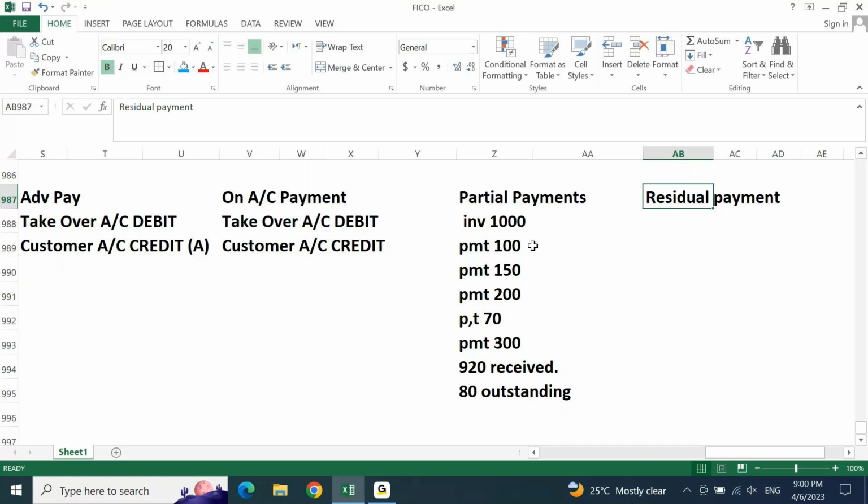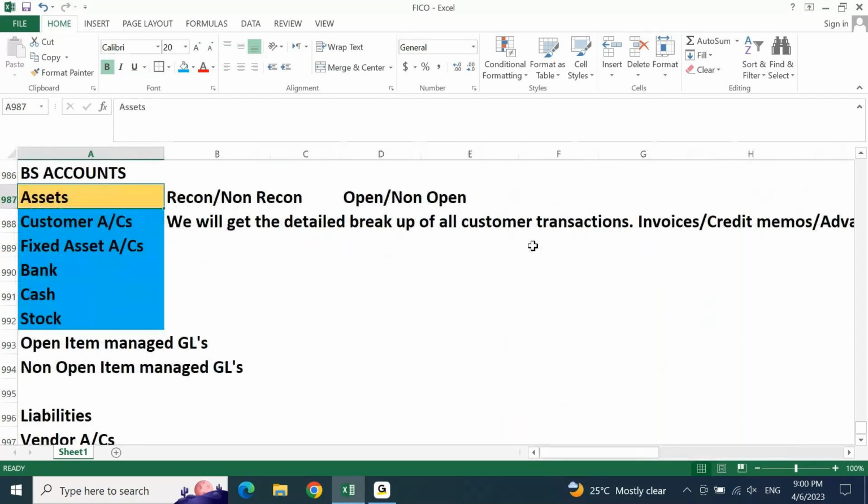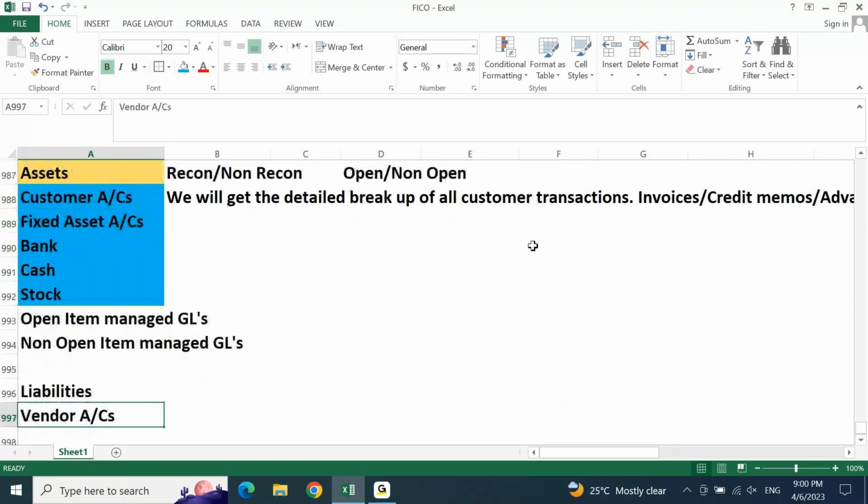Okay, so the same points, whatever we have written for customer, are applicable for your vendor, on the opposite side. Whatever we have written for customer is valid for your vendor. And next one, when it comes to fixed assets, here you have to classify fixed assets into two categorizations.